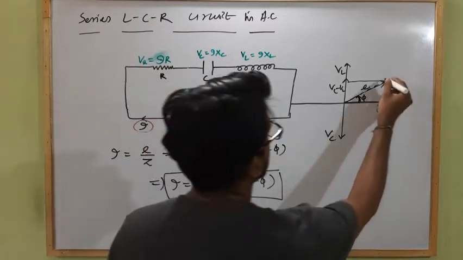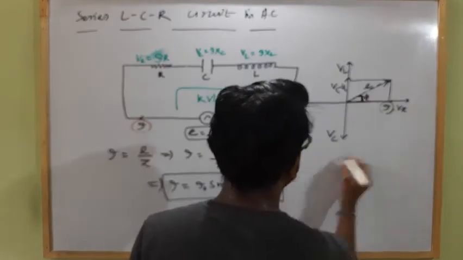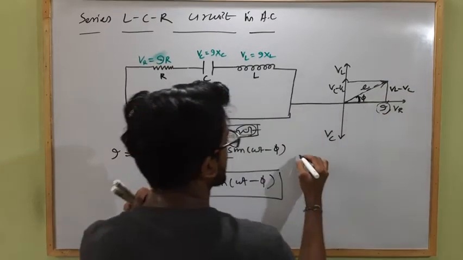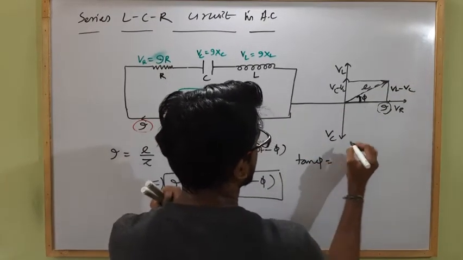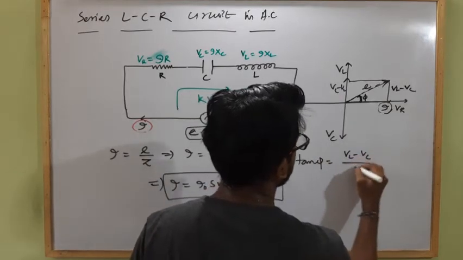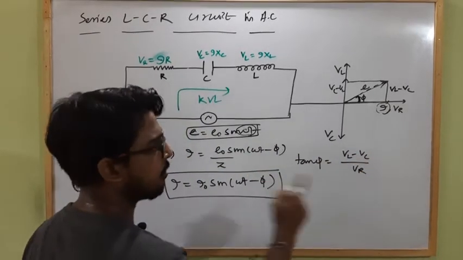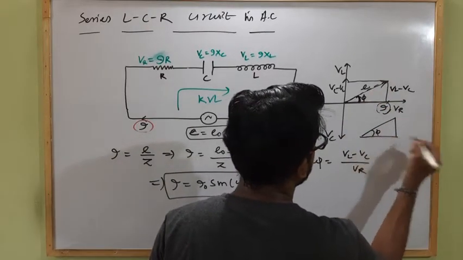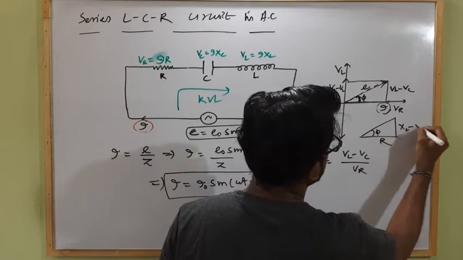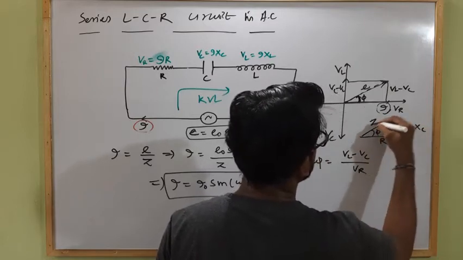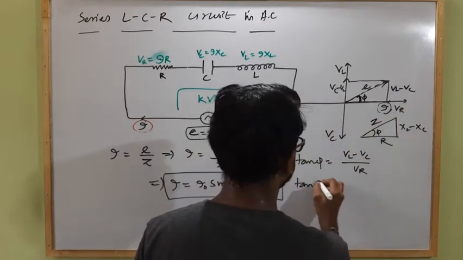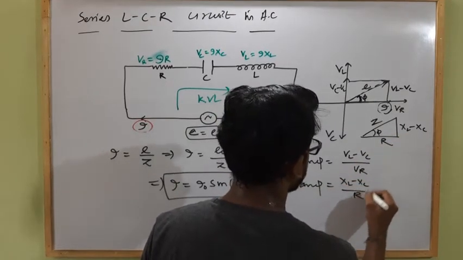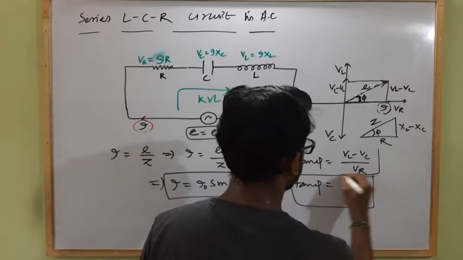So from this triangle we can write, this is VR, this is VL minus VC, this is E. So tan phi equals how much? VL minus VC by VR. Okay, or if you represent this as the impedance triangle, if this angle is phi, this is R, this is XL minus XC, this is Z. So tan phi will be how much? Tan phi will be XL minus XC by R. You have to remember this.